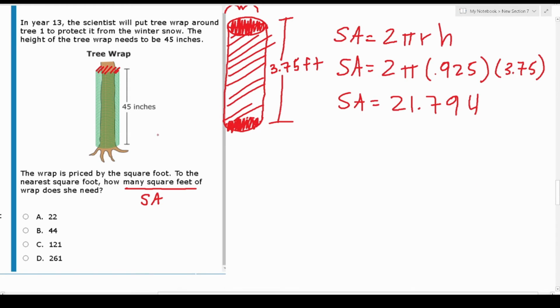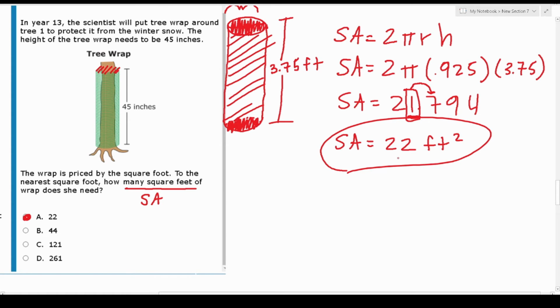According to the problem, we can round to the nearest square foot. So that means we're rounding right here, which means we're going to look at this 1. We're going to look to the right of it. And if the number to the right of it is 5 or bigger, we round up. If it's 4 or below, we keep it the same. So since this 7 is bigger than 5, we know this is going to be 22 feet squared, which is A.